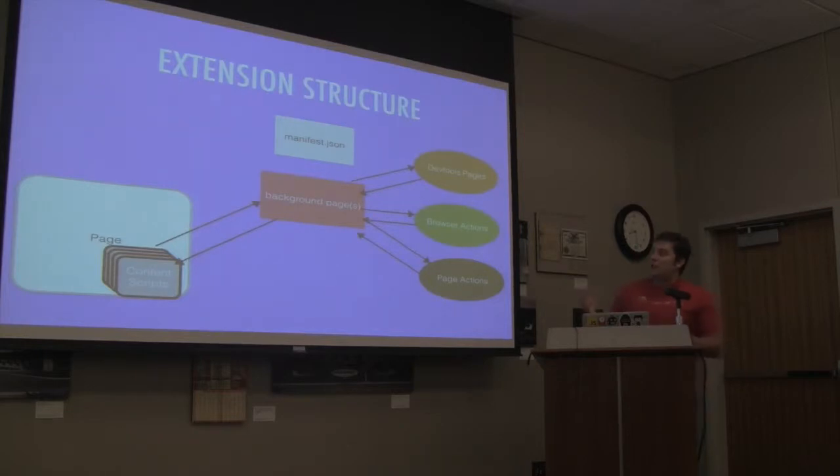So then this is kind of the structure of it. You have the manifest file, which explains everything, and then from there you kind of have your page over here, and then the page has the content scripts that run within it in a way, and then they can talk to background pages or background scripts, and then from there you can talk to other pieces of your application. So you have DevTools pages, browser actions, and page actions.